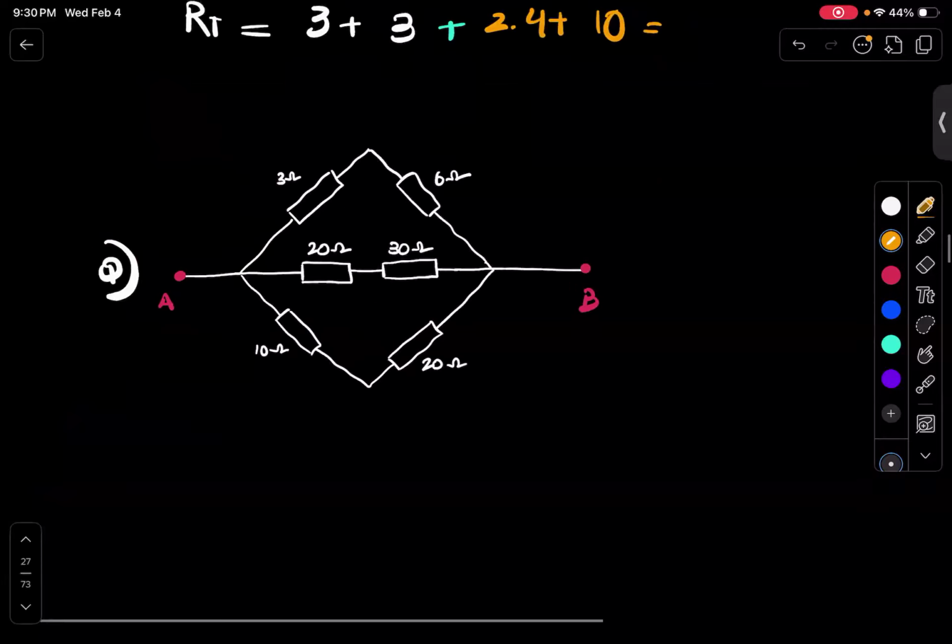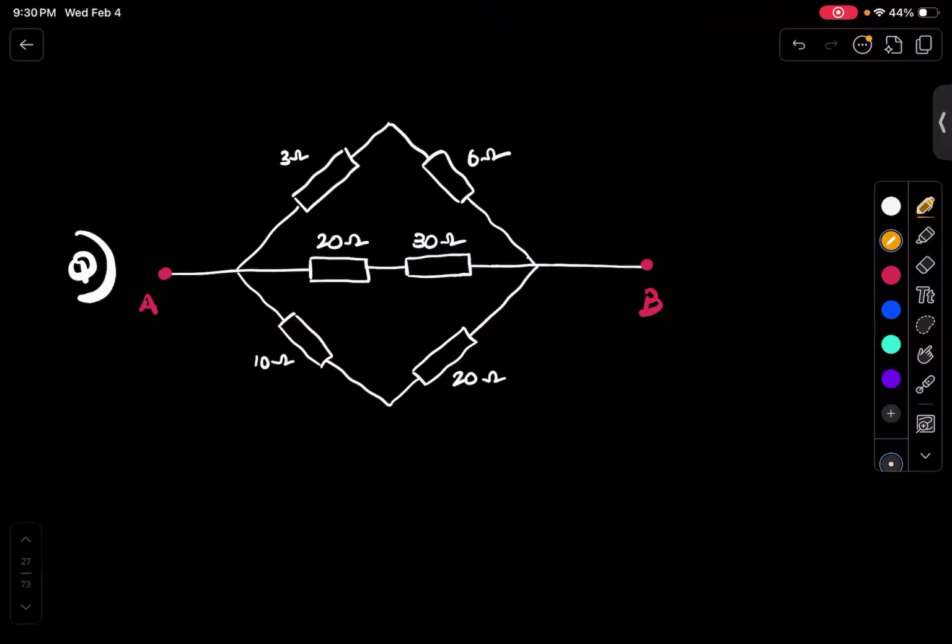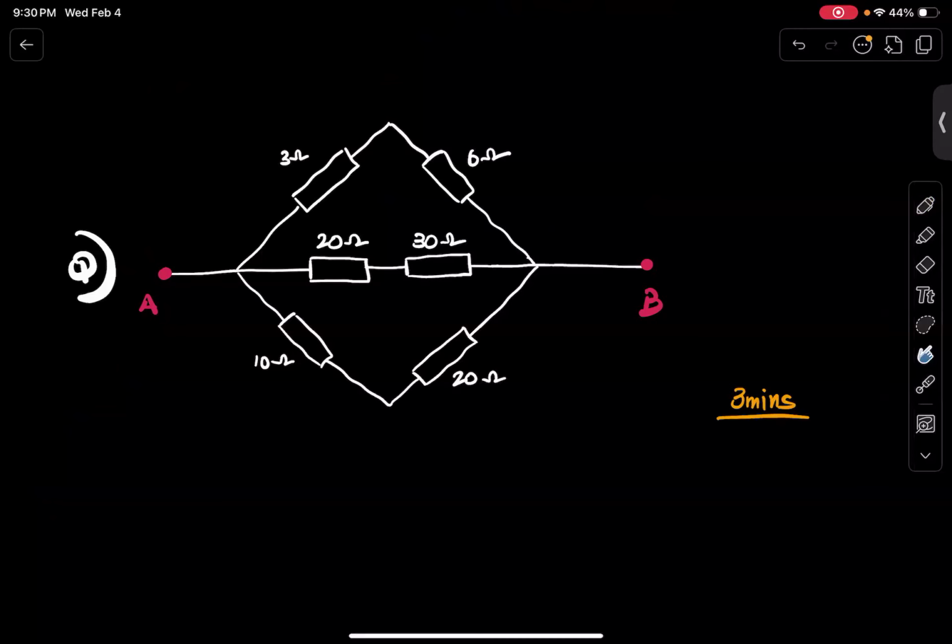Okay, moving on. Now, I would like you to solve this one yourself. You just have to calculate the total resistance from A to B. It should not take you more than 3 minutes. 3 minutes is extreme. You do not need this much time to solve it. It's just a fancy circuit, but the rule is basically the same.